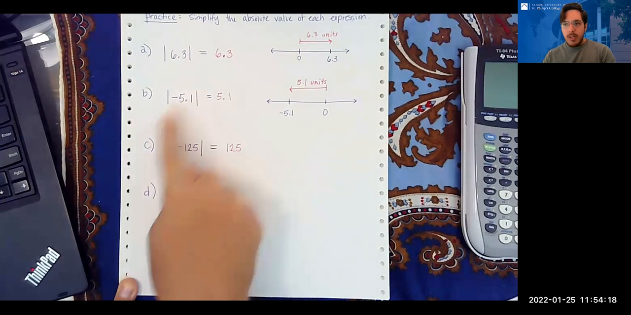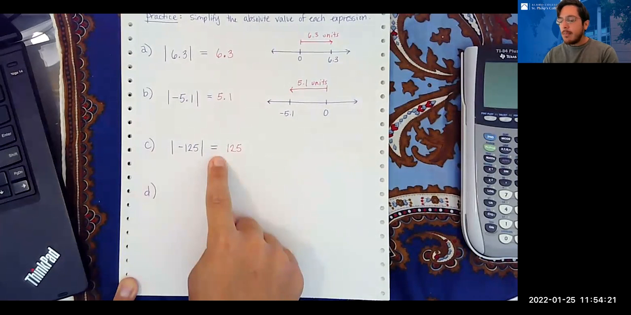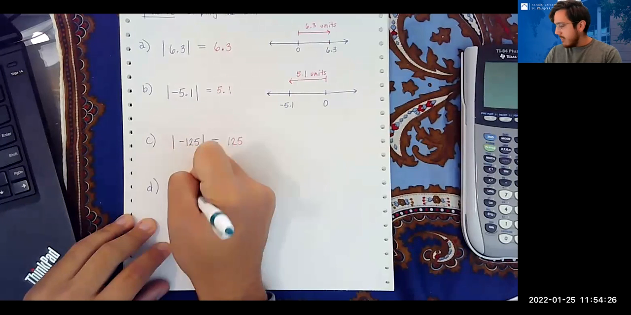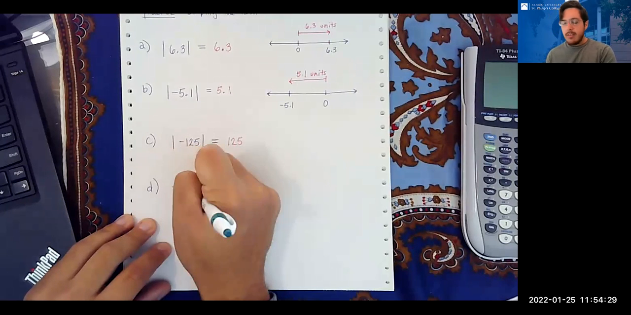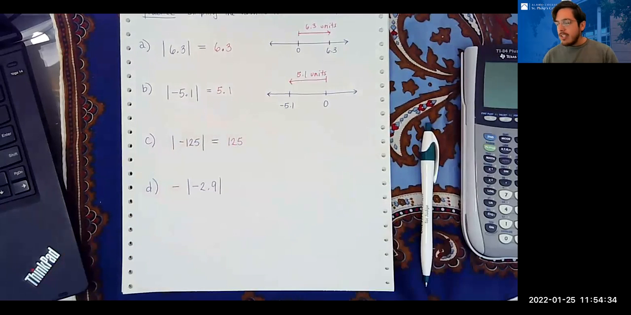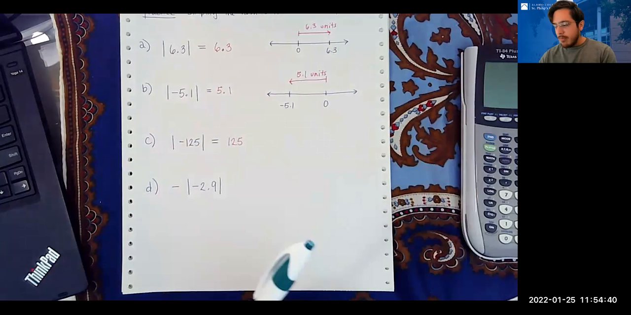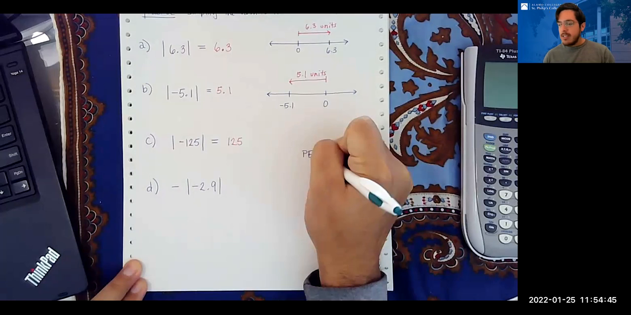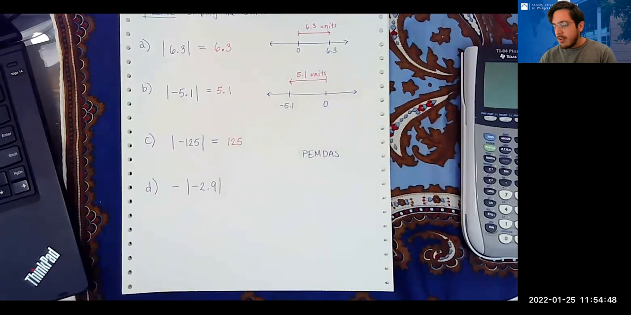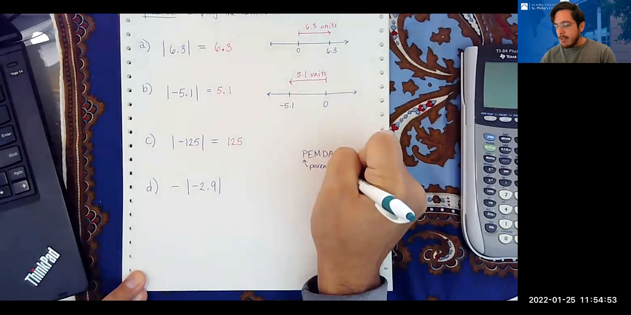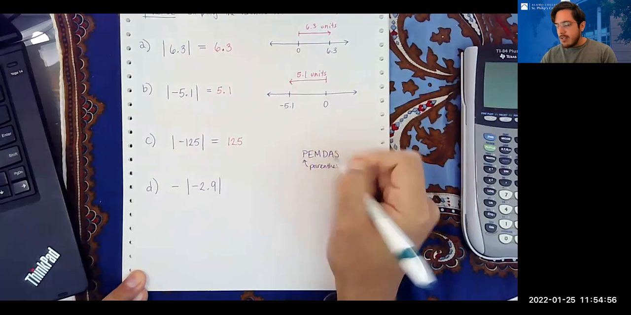Okay. Now, the one thing that might complicate the situation is if you have a problem that looks like this: negative absolute value of negative 2.9. Because here, and we haven't gotten to our discussion of order of operations and PEMDAS yet, but you might remember something from previous math classes. PEMDAS is just the order in which we have to do operations. And you might vaguely remember that we have to start with parentheses. Well, it turns out that absolute value is sort of like parentheses.